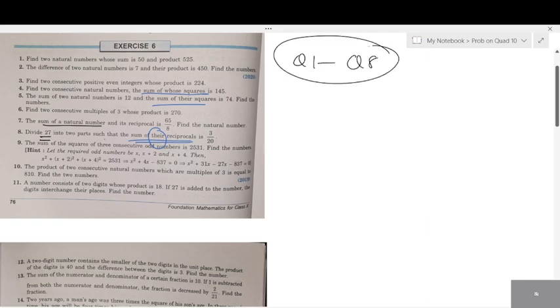Question 1 to question 8 is completed. Now we'll get back to the previous chapter. Tomorrow we'll continue from 9.